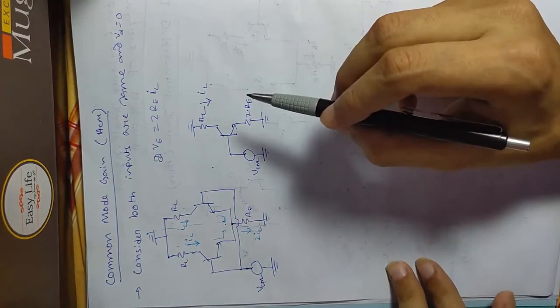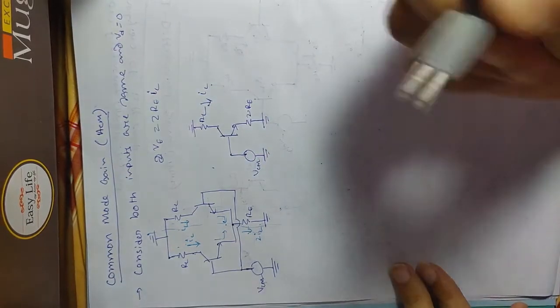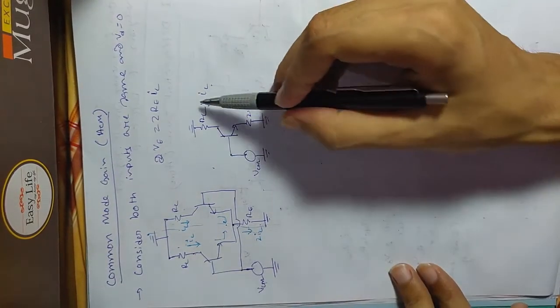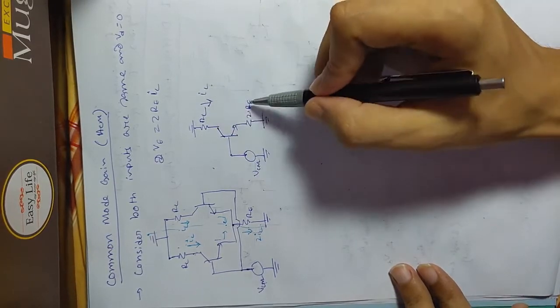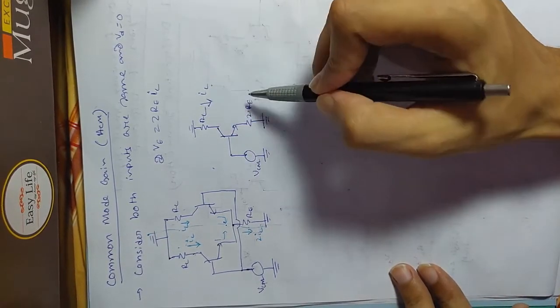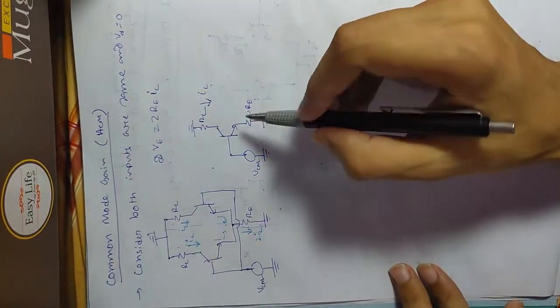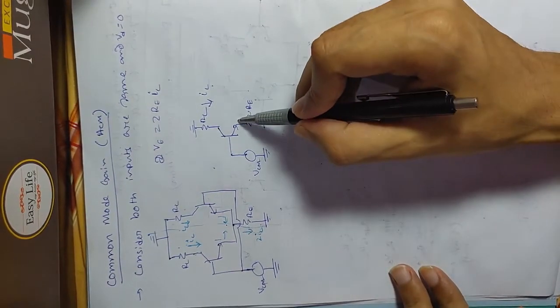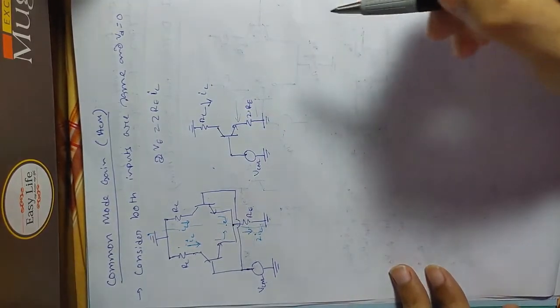I'll repeat once again. This is happening because we are determining RE with respect to IC. So if it is 2IC, then it will be RE. For IC, it will be 2RE. So we'll do this because this node voltage will be the same if I make it 2RE.